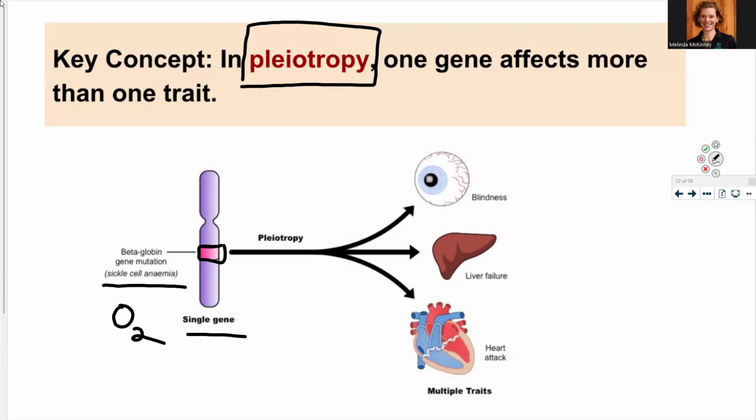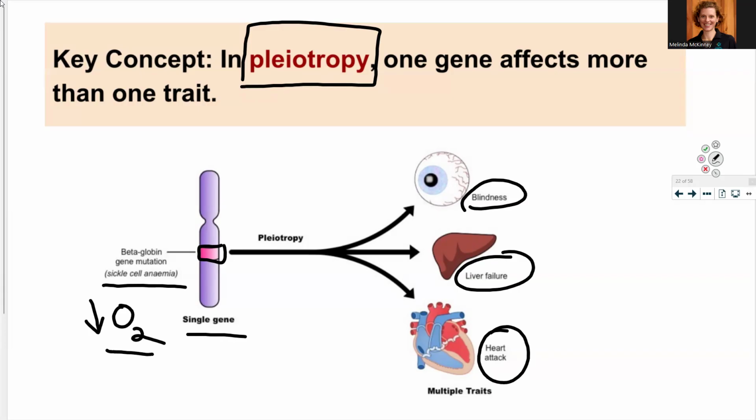And so if you have a mutation in here where you reduce the ability of this protein, hemoglobin, to carry or transport oxygen, then you can have low oxygen, which can result in a lot of traits like the quality of your vision, resulting in blindness if you don't have enough oxygen. You can have liver failure, you can have heart attack, cardiovascular disease. So all of these different traits are heavily influenced by a gene that is going to influence oxygen delivery to your tissues.